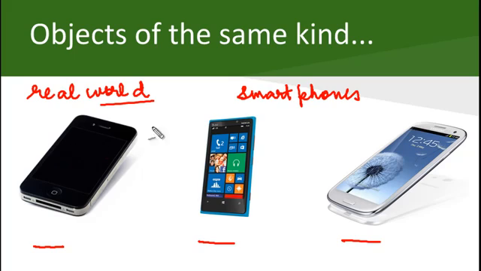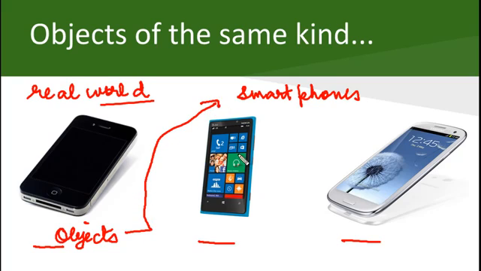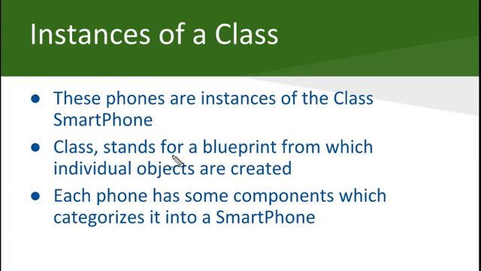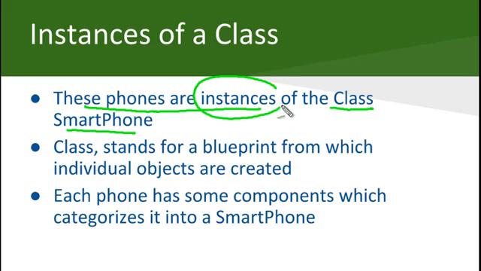Now, an iPhone is a smartphone, a Nokia Lumia which runs the Windows OS is a smartphone, the Samsung S3 which runs the Android OS is a smartphone. So there are various objects. So you can call these objects of smartphone. There are various objects of the similar kind. So these three can be termed as a smartphone. Now we can say that there is a class smartphone and these phones are instances of that class.